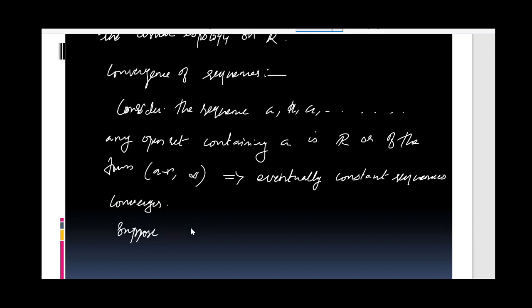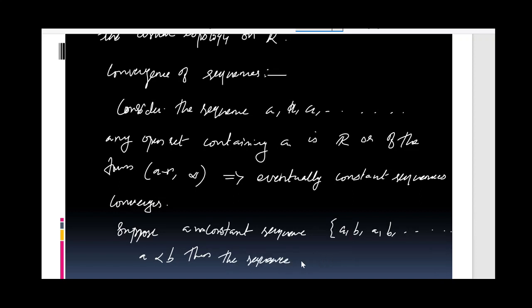Suppose a non-constant sequence, that will be A, B, etc. And suppose A is less than B, then the sequence converges to A. The sequence converges to A.